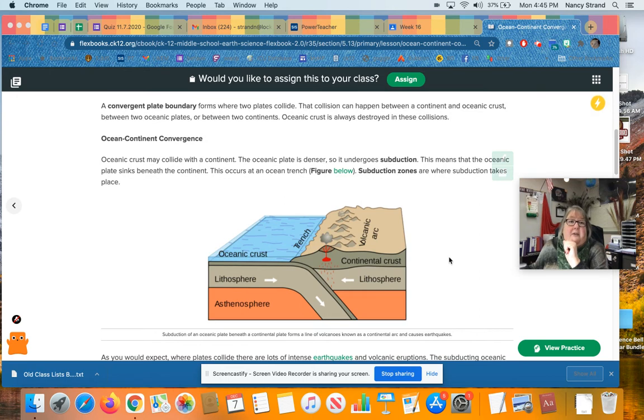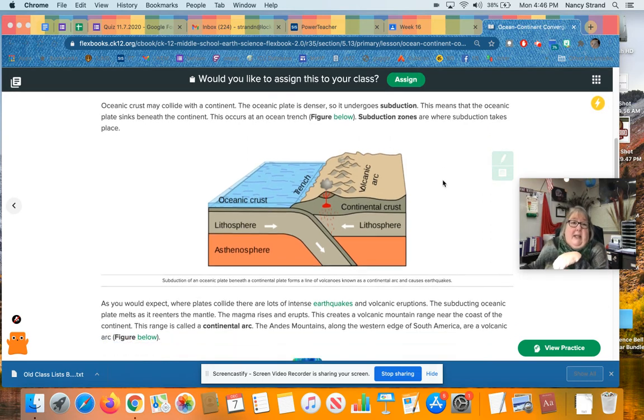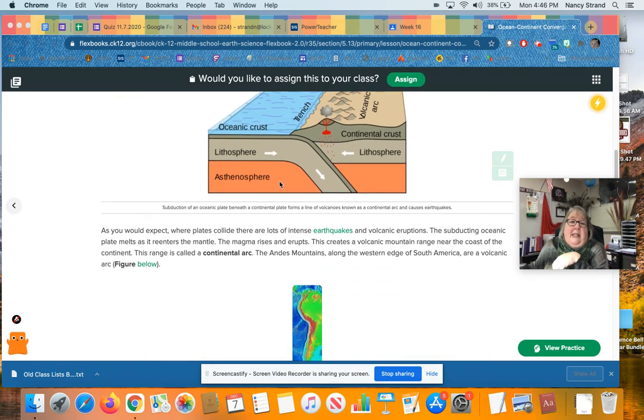Ocean continent convergence. Oceanic crust may collide with a continent. The oceanic plate is denser, so it undergoes subduction. This means that the oceanic plate sinks beneath the continental crust. This occurs at an ocean trench. And kids, you can see along the side here, that is just a huge drop off. Subduction zones are where subduction takes place. And so, kids, this is a really good picture.